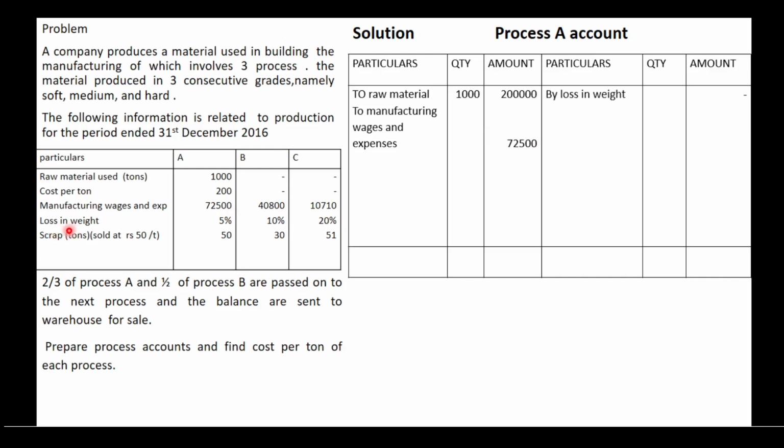So this loss in weight is 5% for process A. It is calculated on the basis of input tons. The input tons are 1000 and the loss in weight is 5%. So now 1000 into 5 divided by 100, that is the loss in weight.